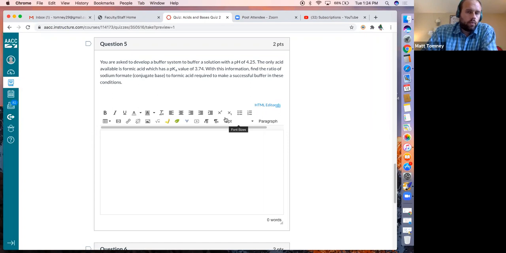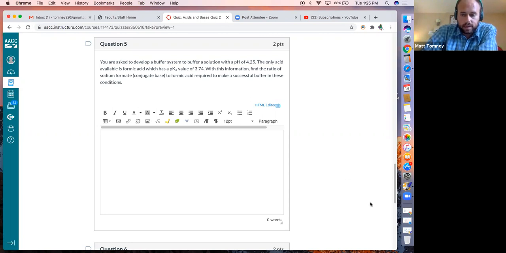At 1-to-1, the log function drops out and the pKa equals the pH. 4.25 does not equal 3.74, at least not the last time I checked. So that means 1-to-1 is not an appropriate answer here. If I had an equal amount of the conjugate base to the acid, the pH and the pKa would be the same value. Now what you need to do is use Henderson-Hasselbalch and solve for that ratio. That's all you have to do. No ICE charts, nothing else like that.